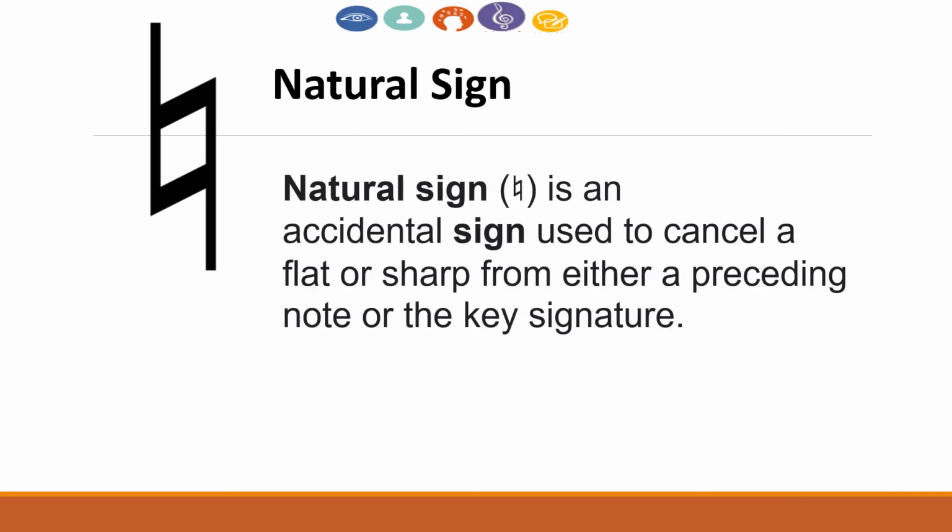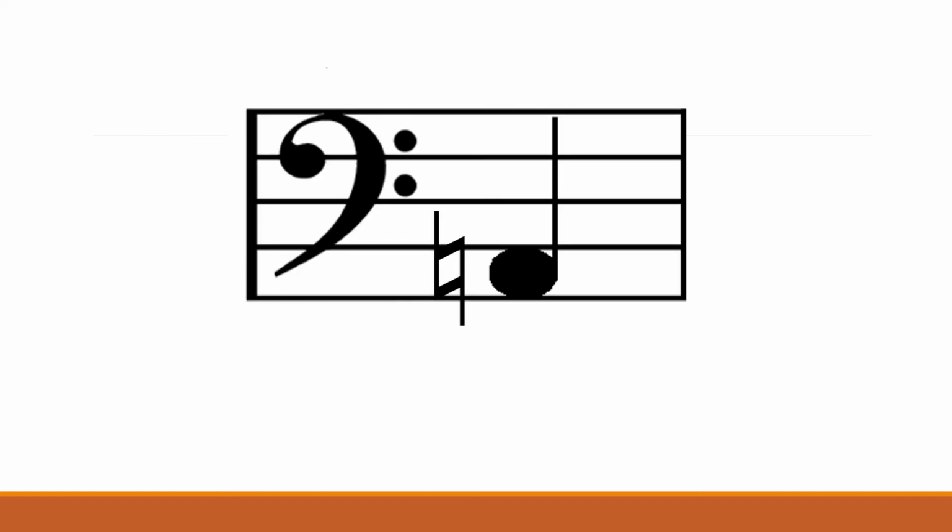Lastly, the natural sign. The natural sign is an accidental sign used to cancel a flat or sharp from either a preceding note or the key signature. What does it look like when it is on the staff? Like flat and sharp, it is also notated before the note. We can call this note A natural or A, because the natural sign brings the name of the pitch back to its original pitch name.